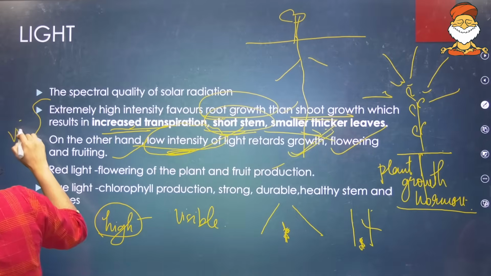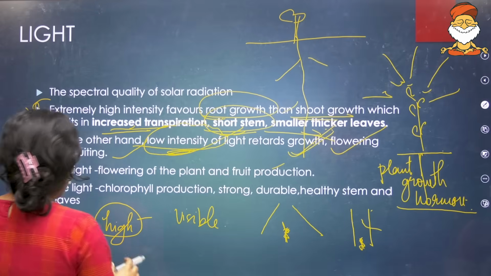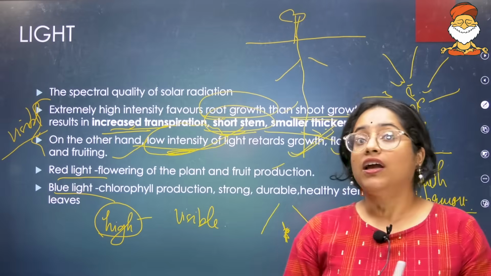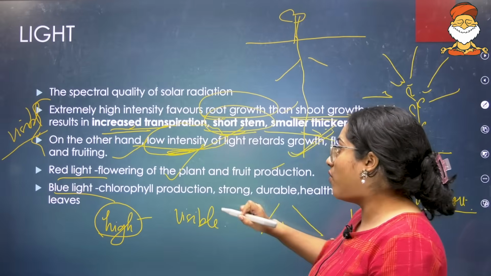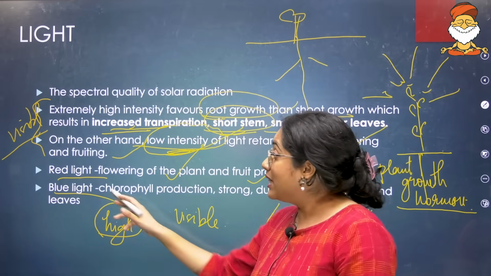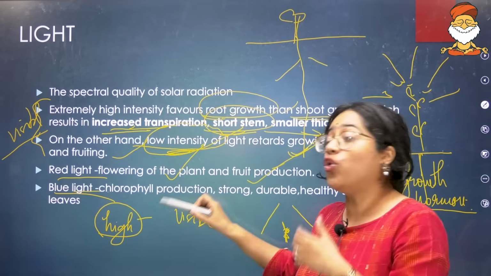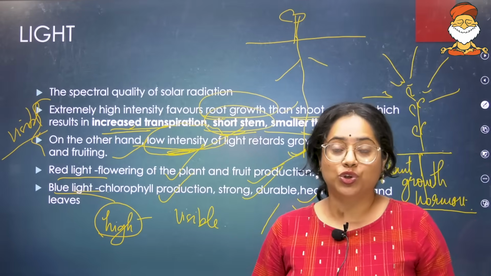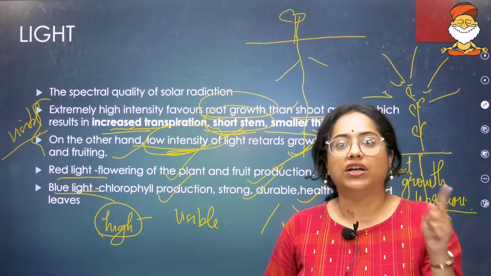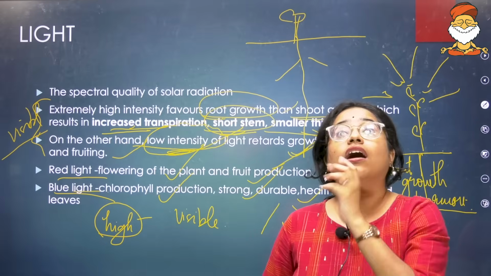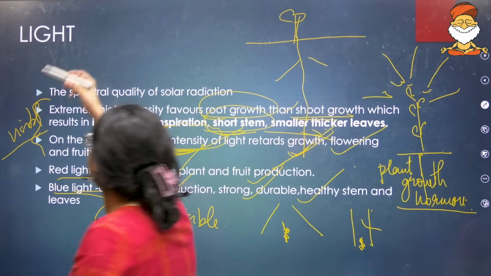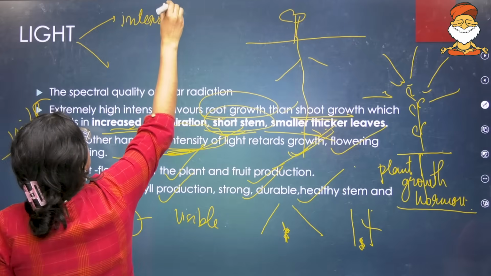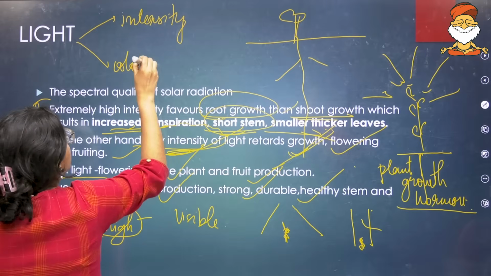Now this is a case of visible light. In the case of visible light, this is what happens. Other than that, if you're giving different colors of light, red light, blue light, what happens? In the case of red light, it aids the flowering of the plant, fruit production, etc. In the case of blue light, chlorophyll is going to get produced more. Strong, durable, healthy stems and leaves are also produced. So, understand each of these has a different effect. Intensity has a different effect. Color has a different effect. So always remember, when light related questions come, these are the two factors that they could question you on: intensity and the color.